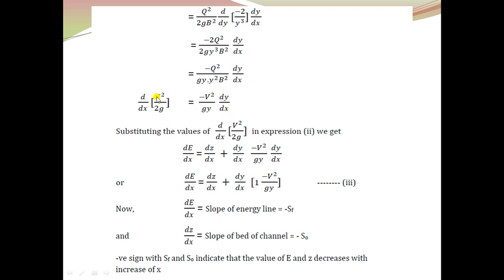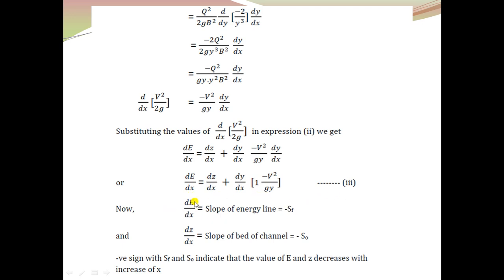So substituting the value of d by dx of v square by 2g in the previous equation, that is equation 2, we will be getting dE by dx is equals to dz by dx plus dy by dx minus v square by gy into dy by dx. Now we can take dy by dx common. So in the bracket we will be having 1 minus v square by gy. The other terms will be as it is, dE by dx and dz by dx. Let us call this equation as equation 3.